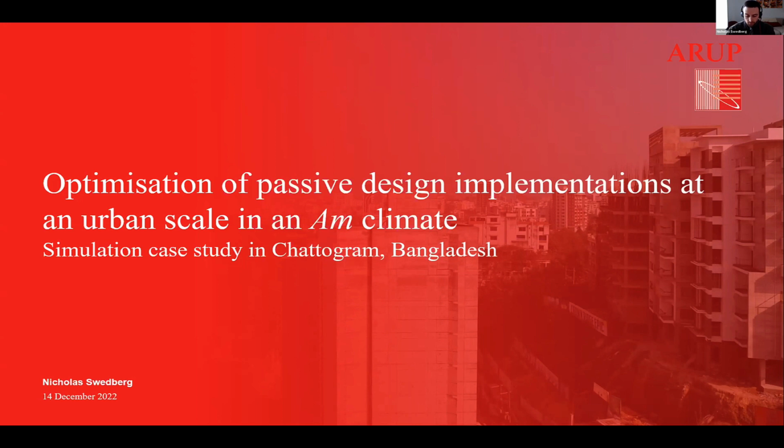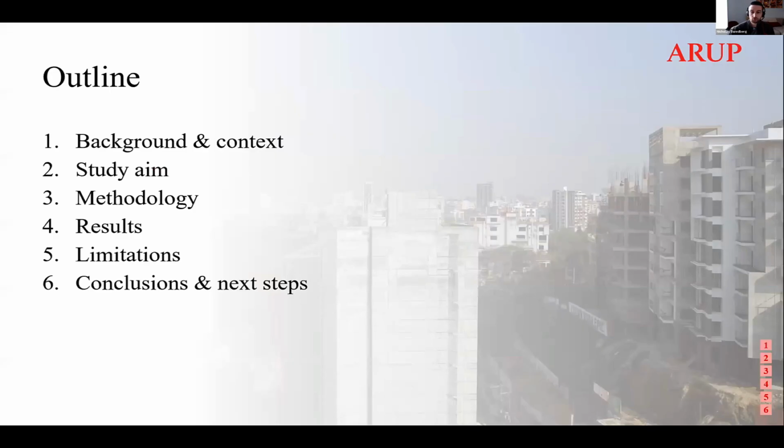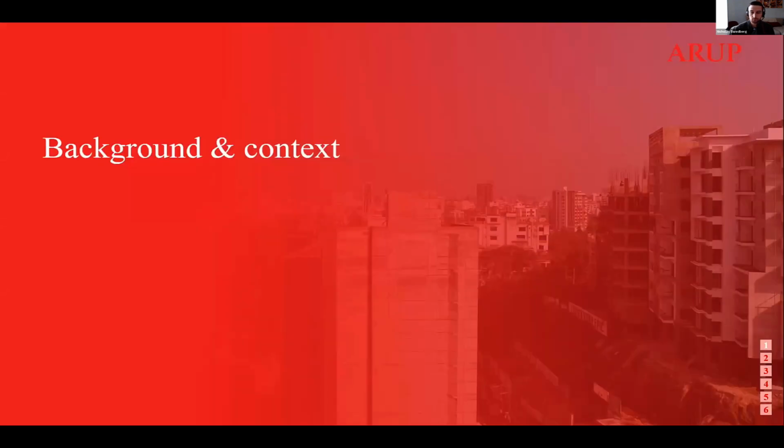All right, super. So I'm going to talk about the optimization of passive design implementations at an urban scale in a tropical climate, with a simulation case study in Chattogram in Bangladesh. So just a quick overview. A brief conversation about the background, though I think a lot of the other keynotes and presentations have hit some of the key points for why this study was conducted. Talk briefly about the aim, the methods, and then some of the findings, and particularly the limitations or challenges of working within this context, and then the next steps.